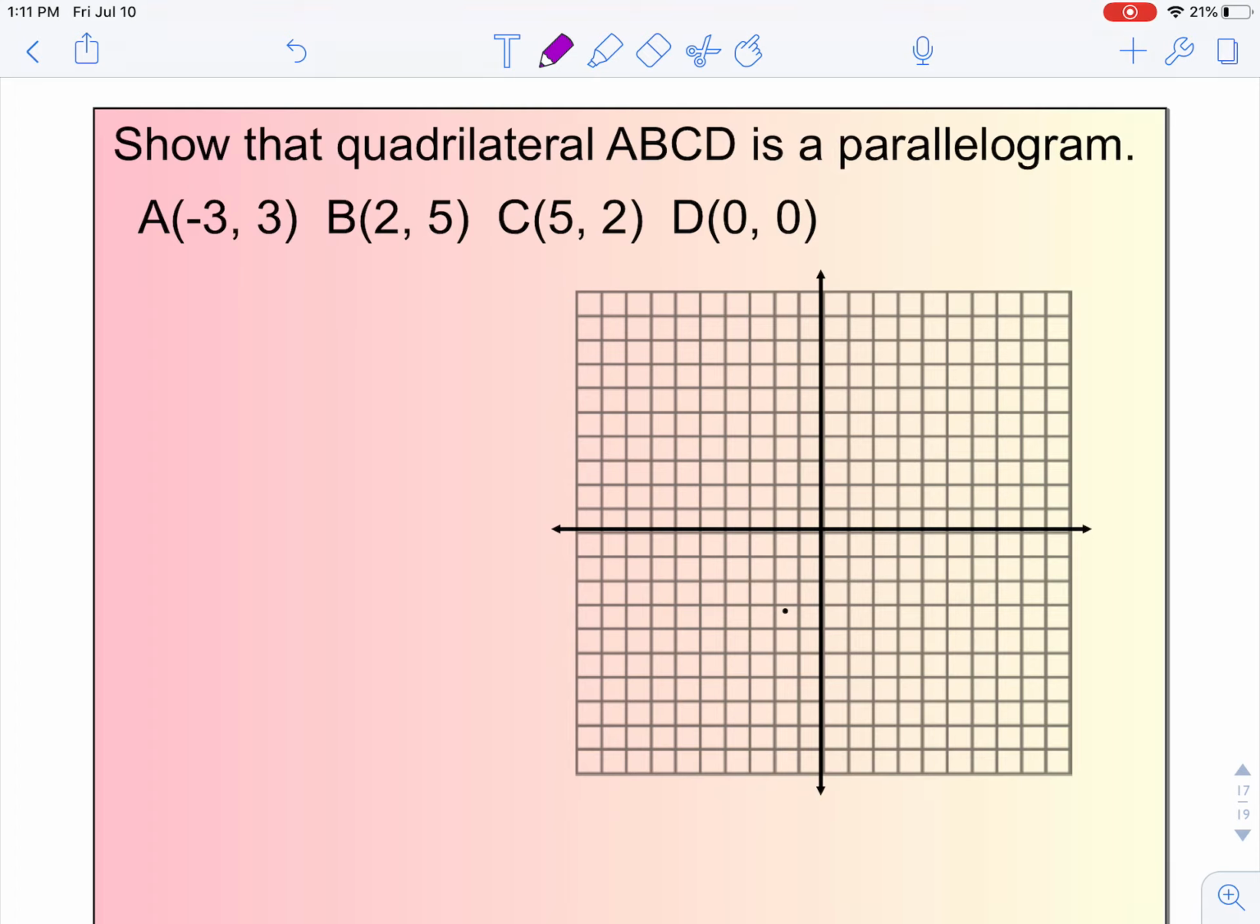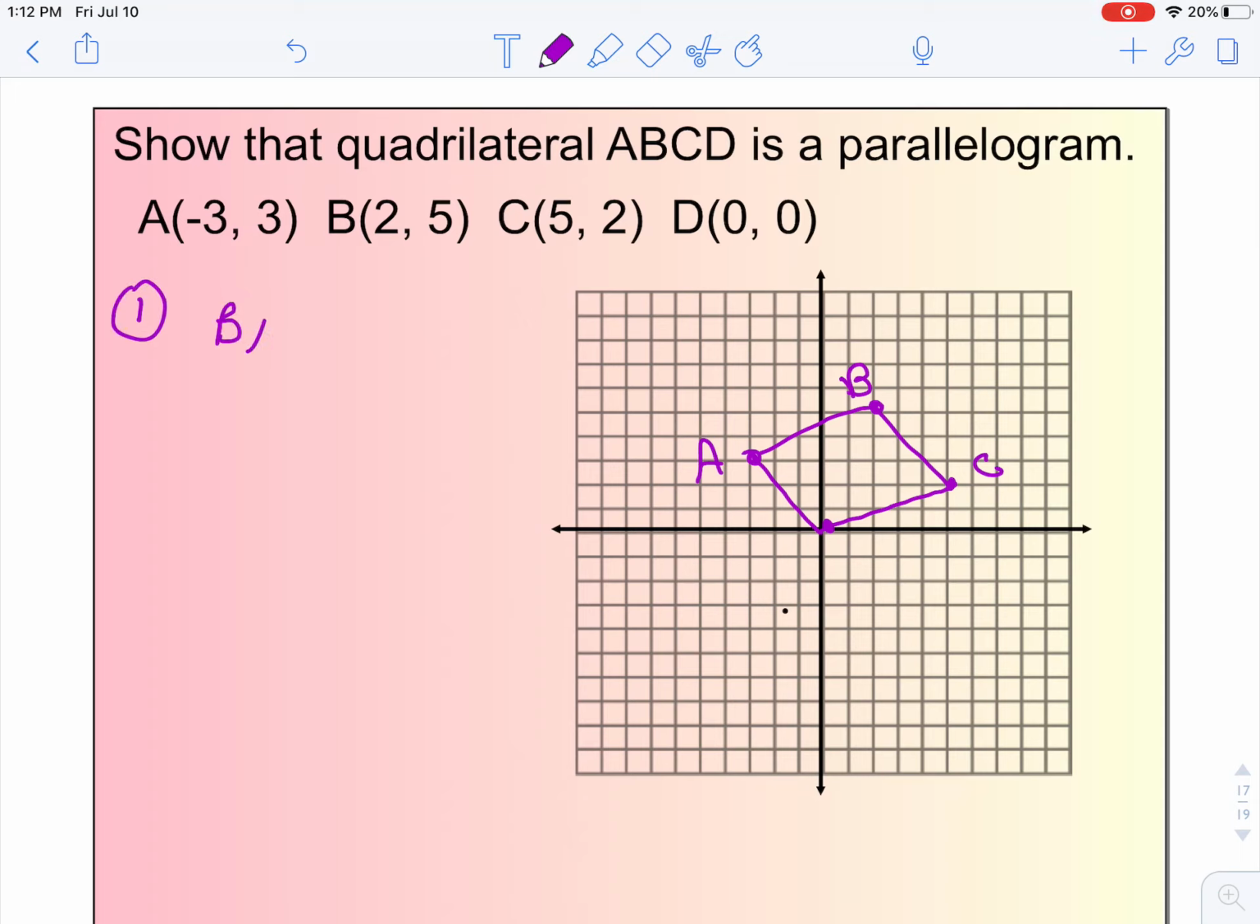Okay, in this next example, it says, show that quadrilateral ABCD is a parallelogram. So if you plot those points, -3, 3, that's A, and then B is 2, 5, C is 5, 2, and D is 0, 0. Now we're not just going to say, oh, it looks like a parallelogram. So what are some ways that we could prove it?